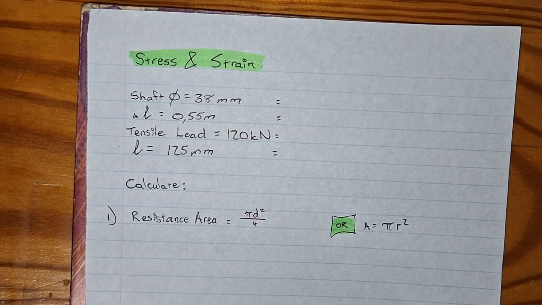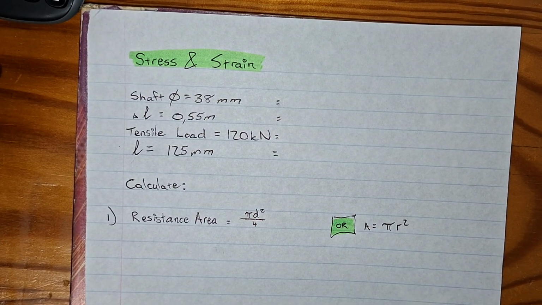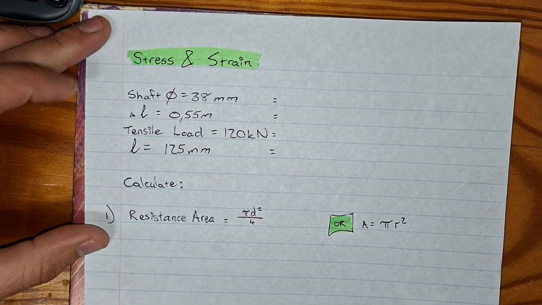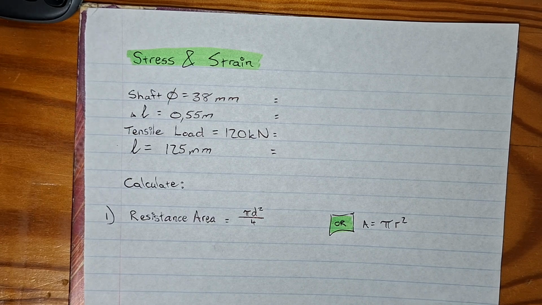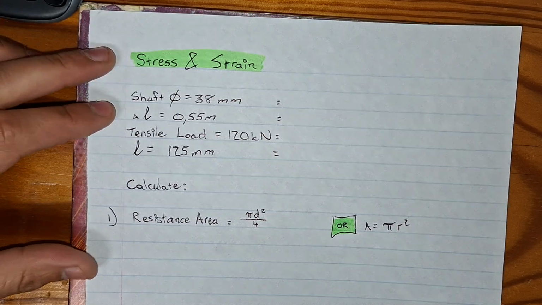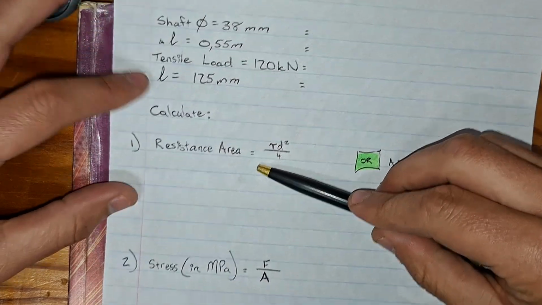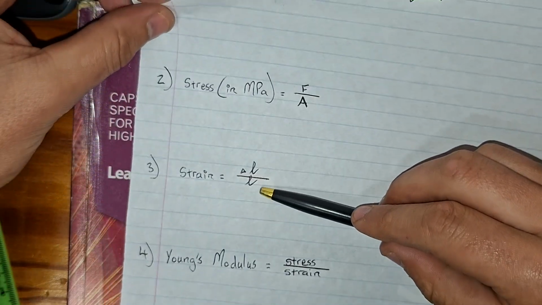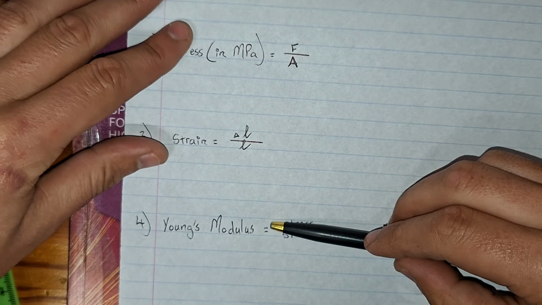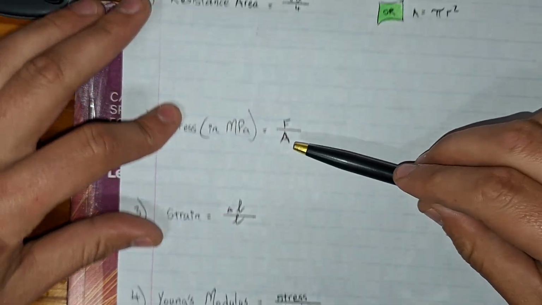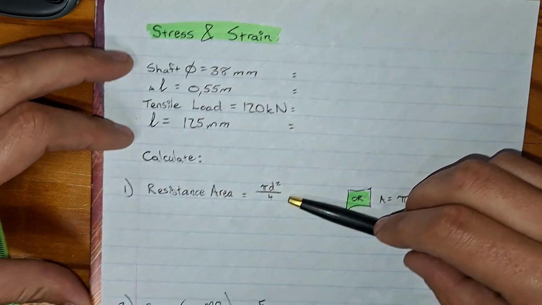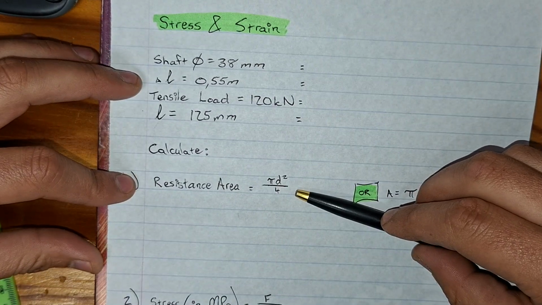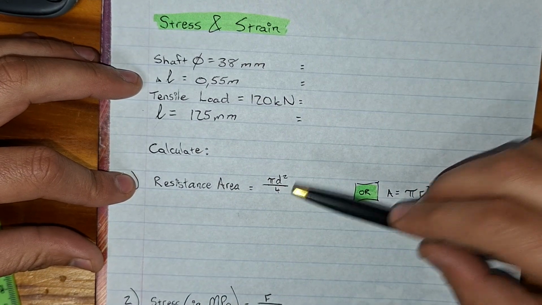Okay, we'll be doing a calculation from a previous paper of the 2024 grade 12 final exam, where certain information is given as a word sum, and then they ask you to calculate the resistance area, the stress, the strain, and Young's modulus. The formulas are given at the back of the question paper, so it's nothing that you have to study beforehand, but you will have to know when to apply which ones.